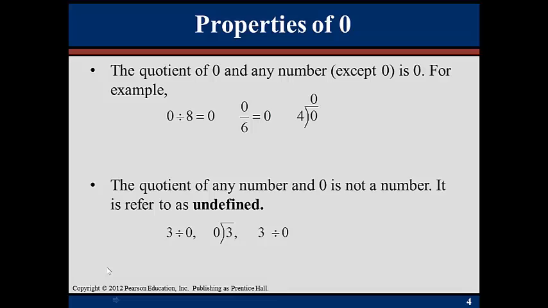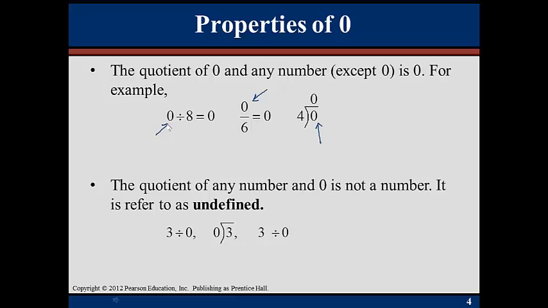Now let's look at the properties of 0. The quotient of 0 and any number except 0 is 0. So for example, 0 divided by 8 is 0, 0 divided by 6 is 0, and 0 divided by 4 is 0. So what this basically is saying is, as long as 0 is on the top or inside the divide symbol, the answer will be 0.